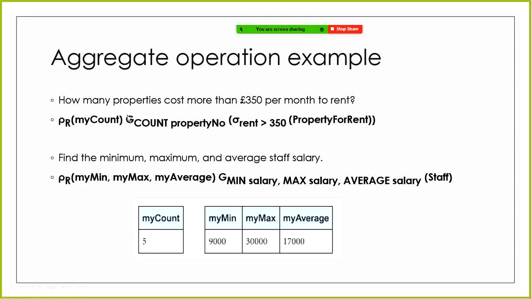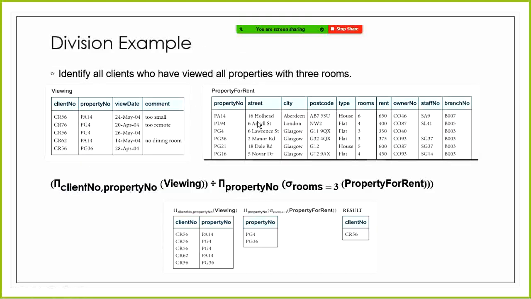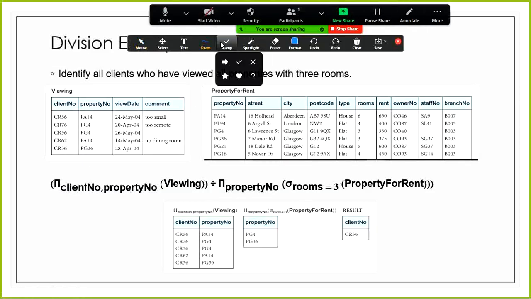It's like a calligraphic G, and in the subscript first we will write the aggregate operation, which is count here, and then we will write the column name on which we are applying the aggregate operation. And we are using the rename operator. We will get the result R with the column name as myCount. So if we apply this on our property for rent table, here we have the property for rent table.